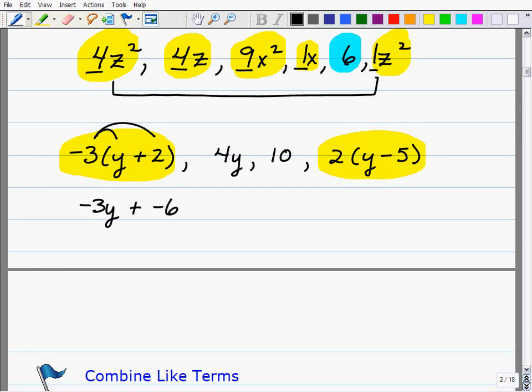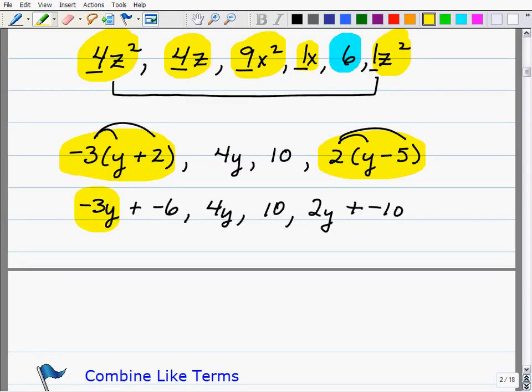And if you don't understand that, you want to go back and take a look at the distributive property. So I have 4y, I have 10. Here I'm going to have 2y minus, or plus, a negative 10. All right, so now I have all these numbers and terms. Now, once I've done the distributive property, I can clearly identify what's going on.